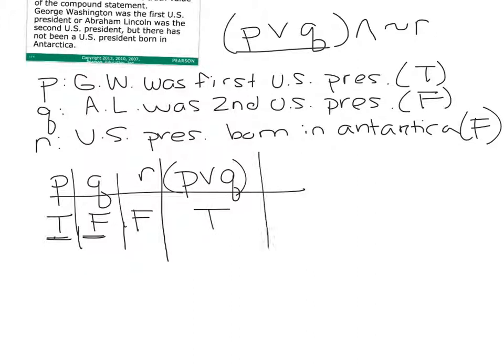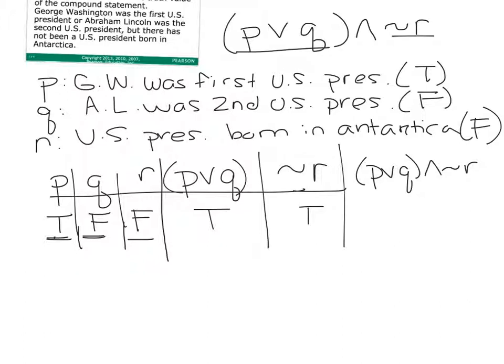We also need to find the negation of R. Since R is false, the negation of R is true. And then we need to find the conjunction of P or Q and the negation of R and see if that is a true statement or not. Since P or Q is true, and since the negation of R is true, then this entire statement is true. So you have proved that the compound statement is true.